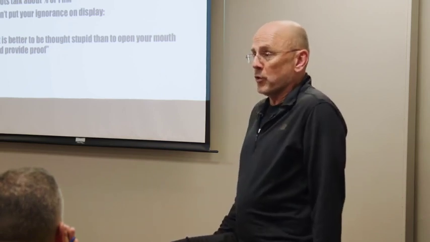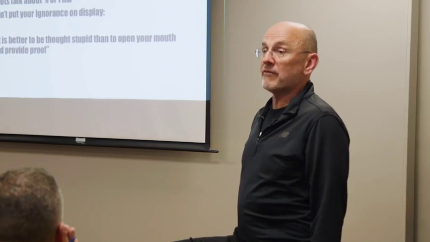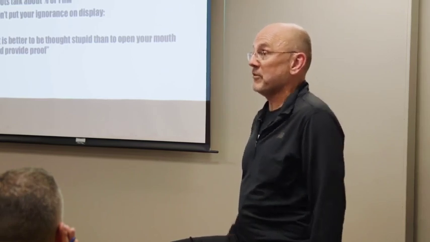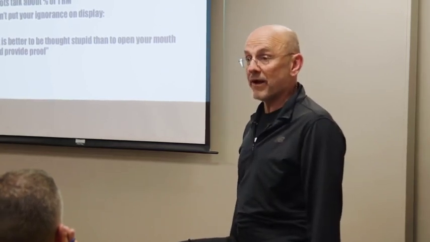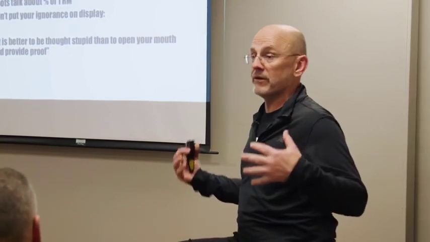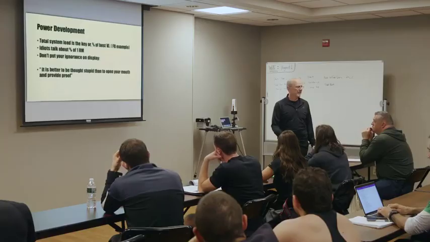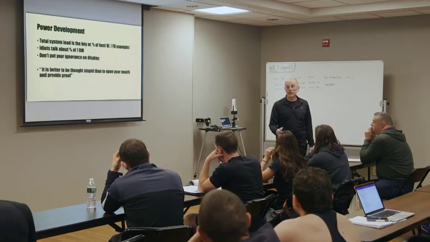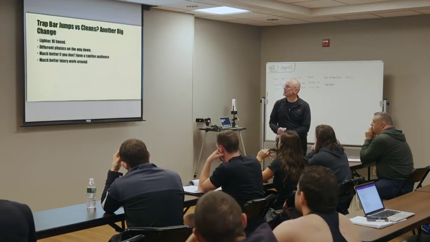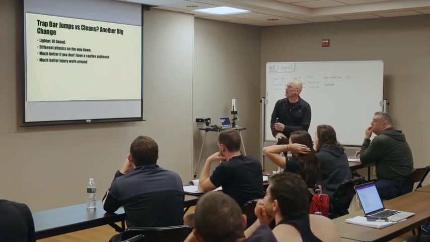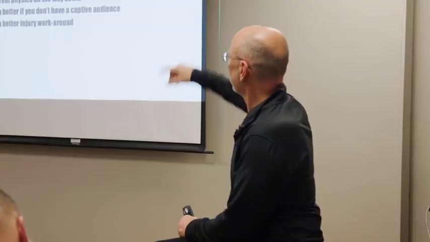If I jump with 225, I am going to get a distractive force of 225 pounds times the acceleration due to gravity on my glenohumeral joint and on my brachial plexus and on my cervical spine on the way down from that jump. That's not very pretty. So what we did is we went lighter. Because the physics are different on the way down, I really like this trap bar jump if you don't have a captive audience.